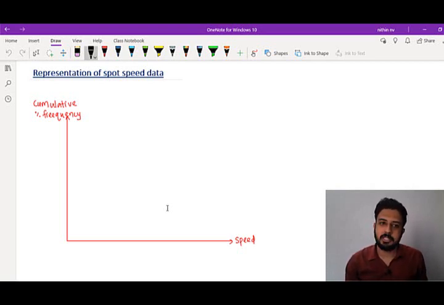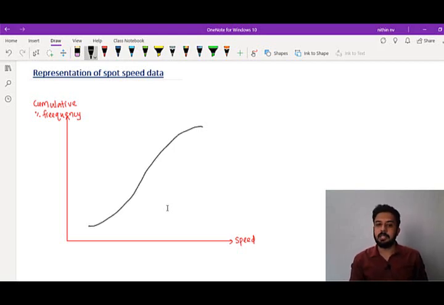So how are we going to represent the spot speed data? We'll keep the cumulative percentage frequency on the y-axis. We'll keep speed on the x-axis. You might have used the same type of axes in geotechnical engineering, sieve analysis. There also we keep cumulative percentage passing on the y-axis, and we'll take the sieve size on the x-axis. So there also we got a graph which is in this shape. We call it an S curve.